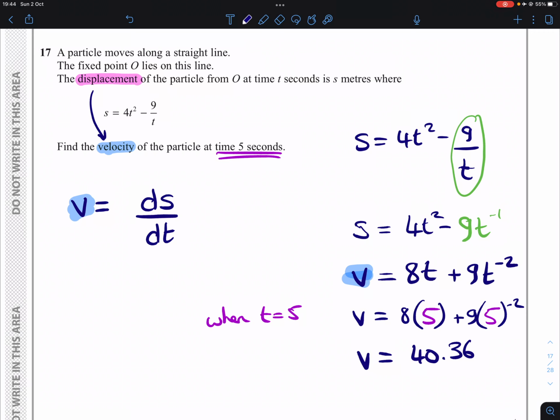40.36. Now technically you don't need any units for this, but because of the fact that we're dealing with meters and seconds, our velocity would end up being meters per second. Done.